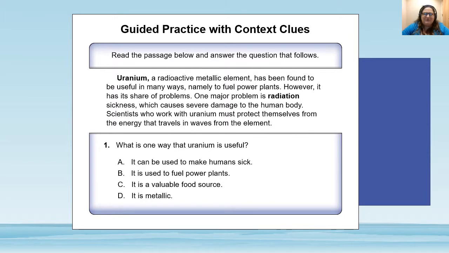Let's try another one. Uranium, a radioactive metallic element, has been found to be useful in many ways, namely to fuel power plants. However, it has its share of problems. One major problem is radiation sickness, which causes severe damage to the human body. Scientists who work with uranium must protect themselves from the energy that travels in waves from the element. What is one way that uranium is useful?